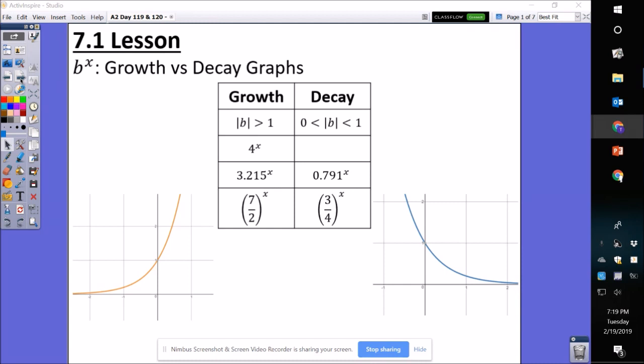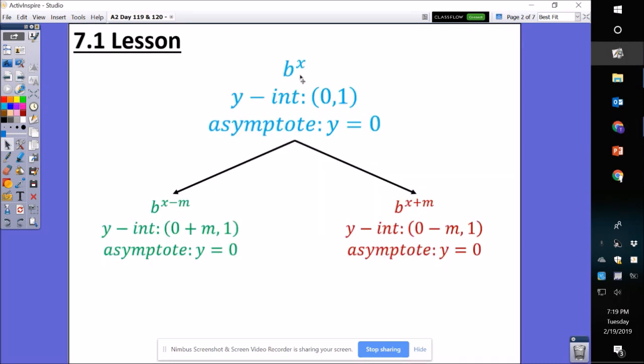Now let's move on to the standard b to the x, its y-intercept, and its asymptote. This is the information you need to have when graphing exponential functions. For a standard exponential function, b to the x, the y-intercept is always going to be at (0, 1). And the asymptote is y = 0. So it's an invisible line or a dashed line where the graph does not cross y = 0.